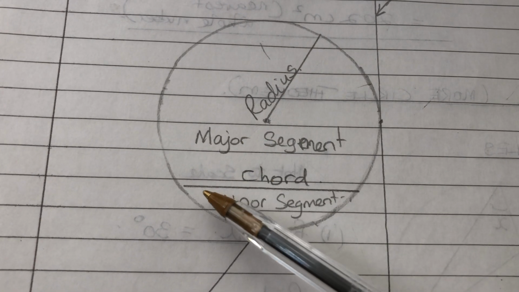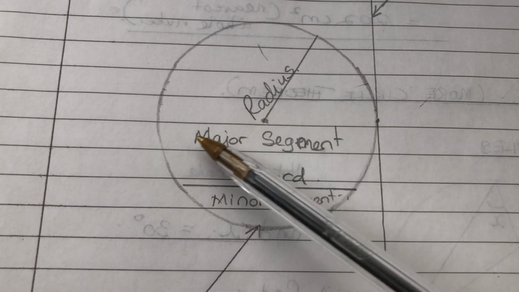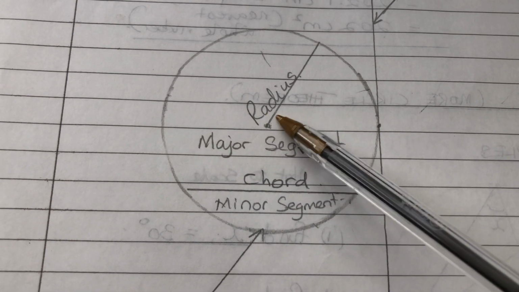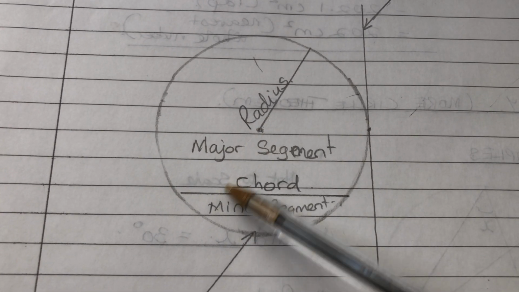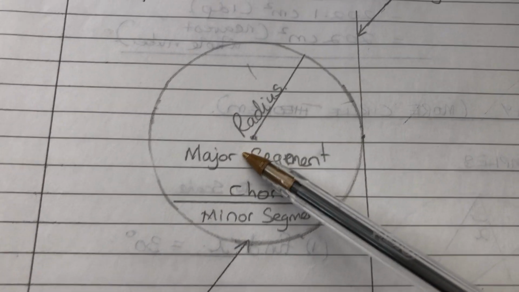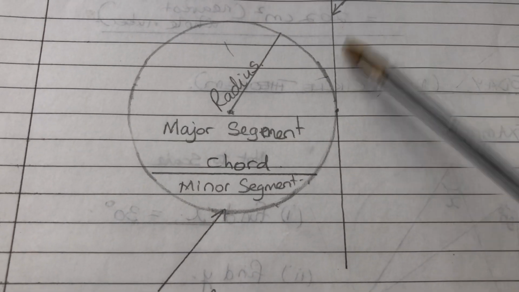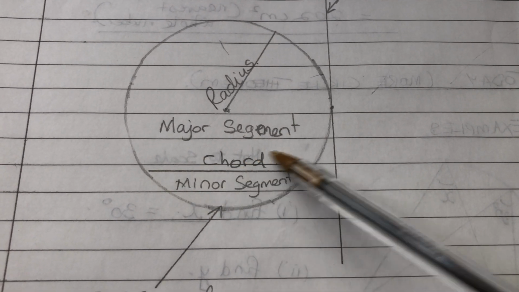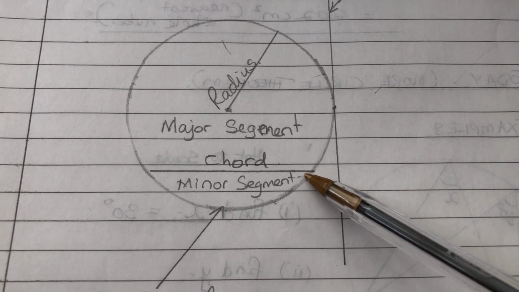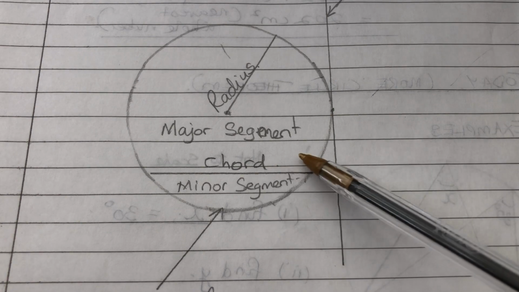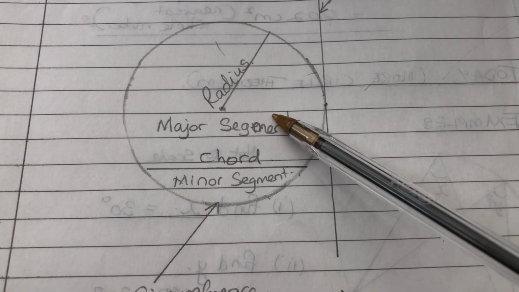The chord doesn't go through the center. The diameter does. So if I have two radii, then I have a diameter there. Assuming I extend the radius to the other end, it becomes a diameter. The chord doesn't go through the center, so it divides the circle into a major and a minor segment.